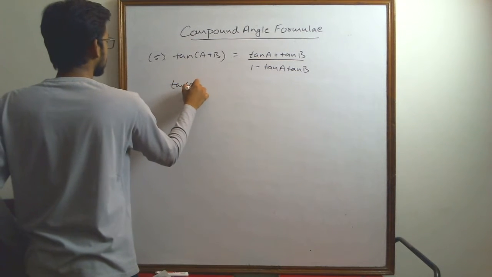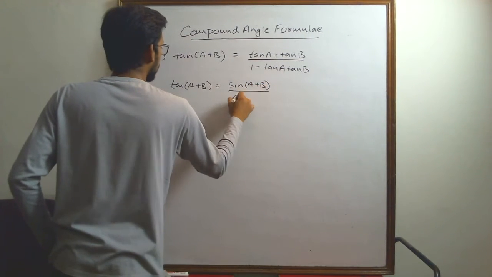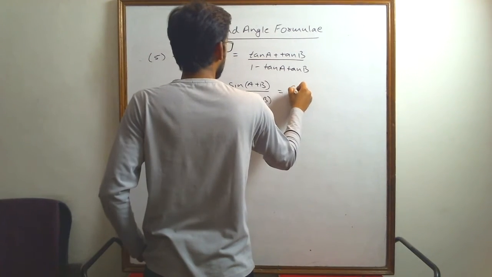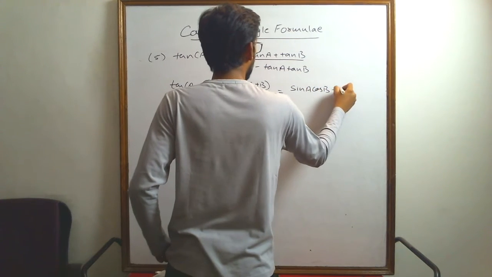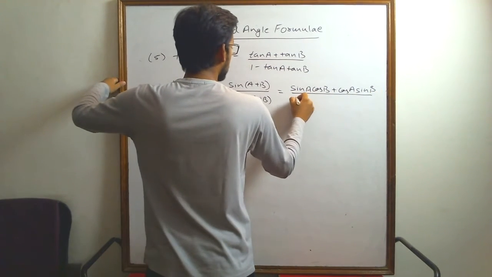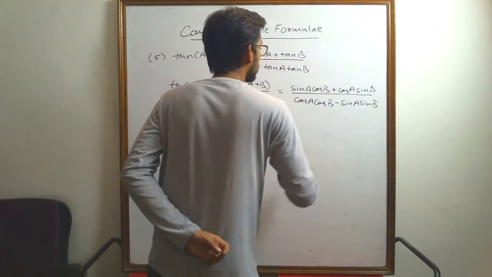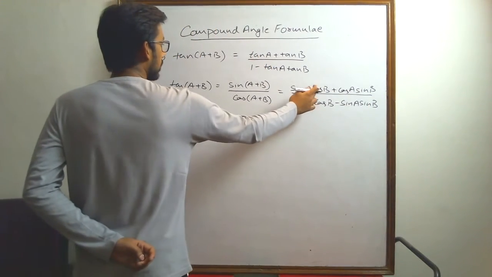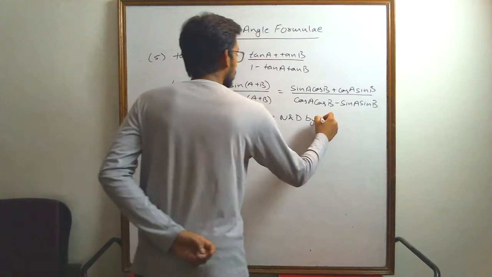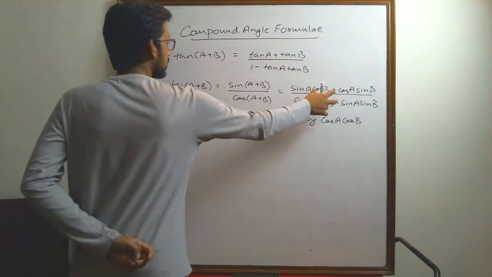Tan A plus B from the definition is equal to sin A plus B upon cos A plus B, which is equal to, now sin A plus B is same as sin A cos B plus cos A sin B, and cos A plus B is cos A cos B minus sin A sin B. Divide the numerator and denominator by cos A cos B. We are doing this so that we get the right hand side in terms of tan.